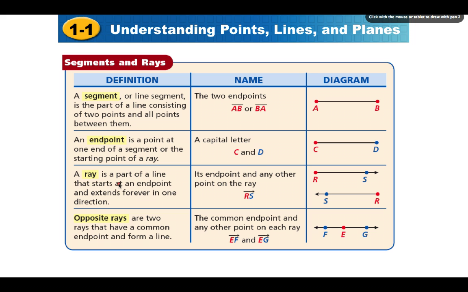Read the definition of ray. This is a ray, RS. Same thing, RS. And notice that the way that we can name this ray is by looking at the 2 capital letters. The endpoint is R. And notice that on top of the R, there's no arrow, because there's no arrow on this end of the ray. And then on top of the S, there's an arrow, because it goes through S. It doesn't stop at S.